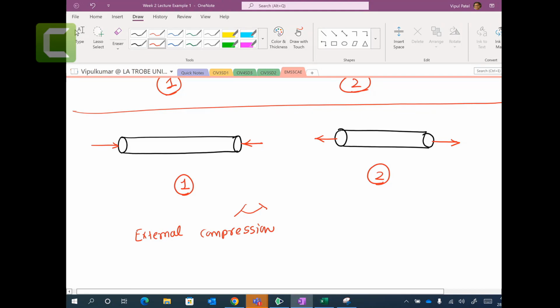I like to add one more definition in your brain. When I say compression, it's wrong. I should put external compression or internal compressions. Do you agree with me that if I put the word external compression, it provides more justification?